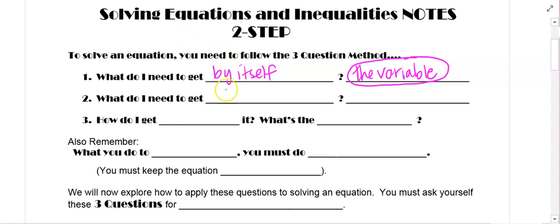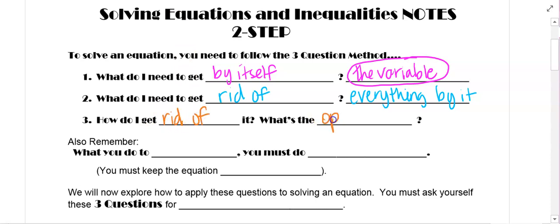Question number two is, what do I need to get rid of? And what I need to get rid of is everything by it. Big technical terms: everything by the variable. So everything by it, the positives, the negatives, the numbers, everything by it, to where it's the only thing on that side of the equal sign. And then question number three is, how do I get rid of it?